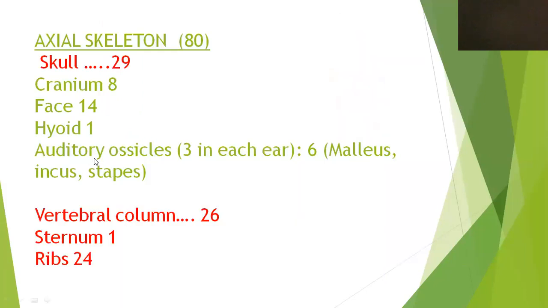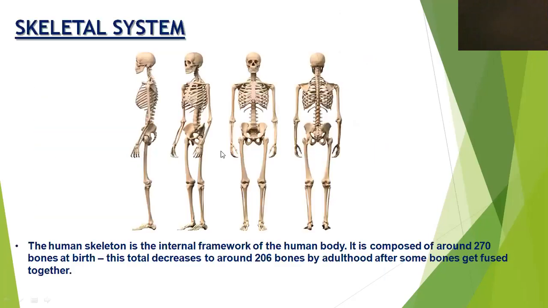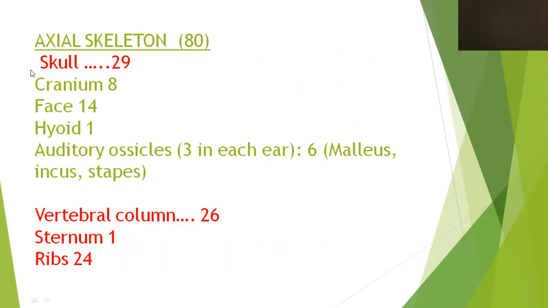Then ear ossicles, malleus, incus and stapes. Where are they seen? Inside the temporal bone. See, this is our temporal bone. Inside the temporal bone we have these ear ossicles. Malleus, incus, stapes on the right side, then malleus, incus, stapes on the left side. These are the bones of the skull. So a total of 29 bones are there.